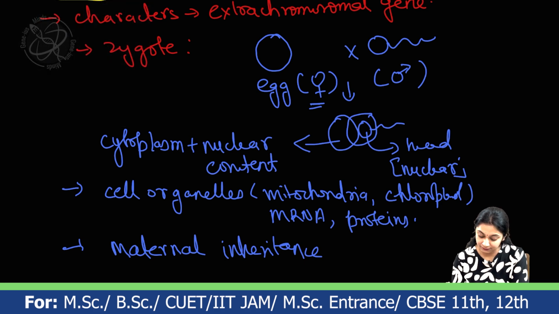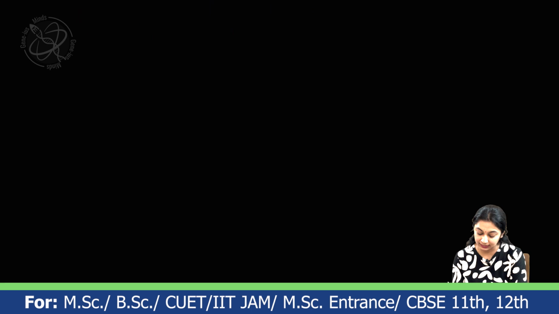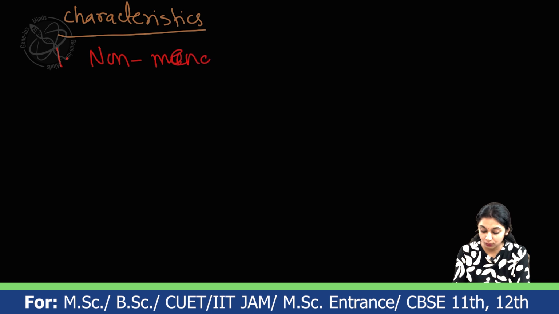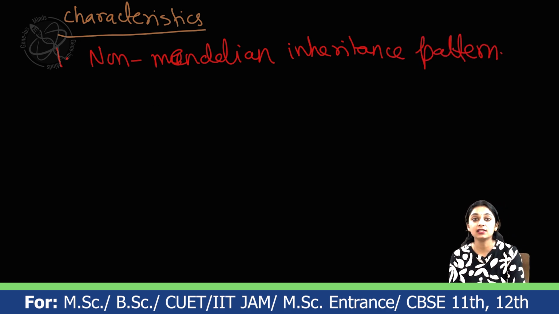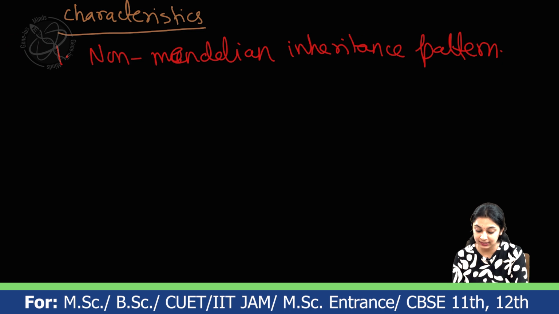Now, let's discuss the different characteristics of this inheritance pattern. There are many characteristics of the cytoplasmic inheritance pattern, but we are going to discuss the 4 important characteristics here. The very first one is that they follow a non-Mendelian inheritance pattern. Usually the Mendelian inheritance pattern follows the law of segregation as well as the law of independent assortment, where there is a random fusion of gametes and they show a defined phenotypic and genotypic ratio. But here you are going to see a non-Mendelian inheritance pattern.